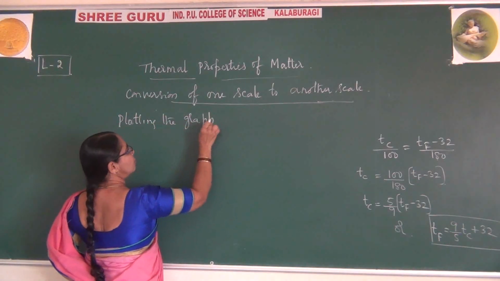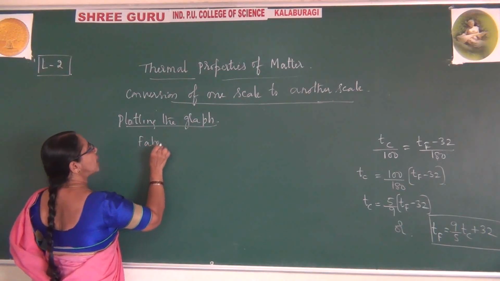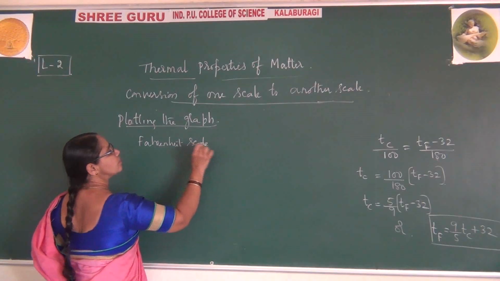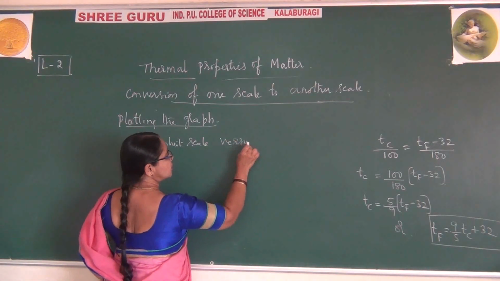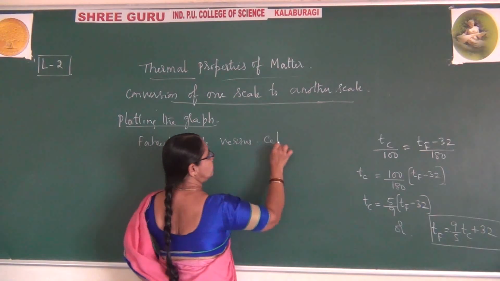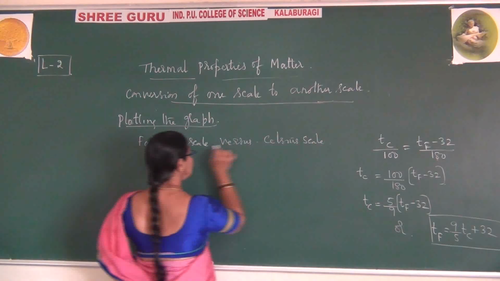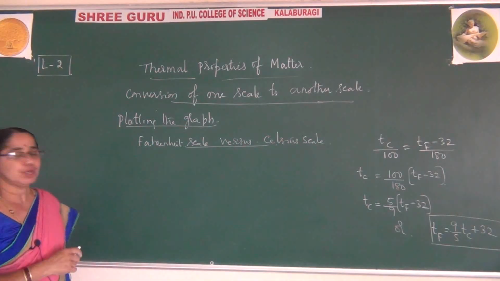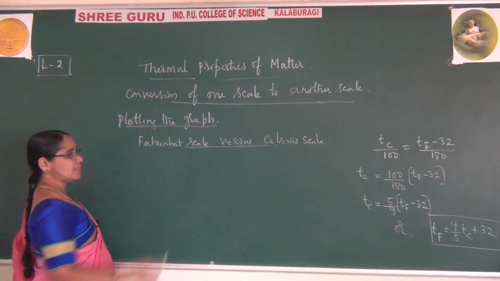Plotting the graph, where you are plotting the Fahrenheit scale versus the Celsius scale. So how to plot this graph and how I'll explain it. On this graph I'll show you how it is. So please observe here, Fahrenheit scale versus Celsius scale.